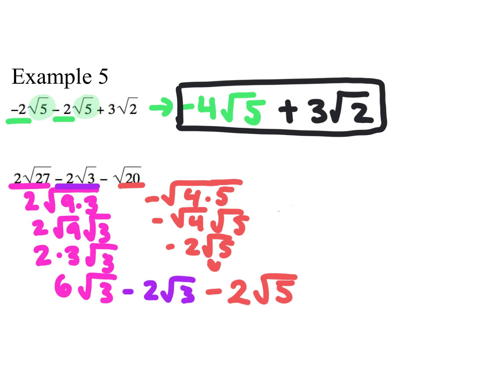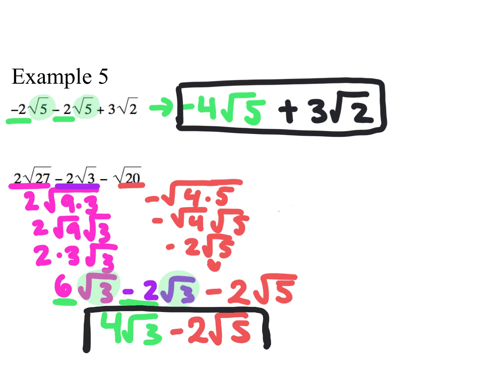Now I want to combine like terms, or like radicands. So since these two both have a radical 3, I can combine their coefficients of 6 and minus 2 to become 4 radical 3, and then the minus 2 root 5 stays on its own, so it's just minus 2 radical 5. So your full answer for this problem is 4 root 3 minus 2 root 5.